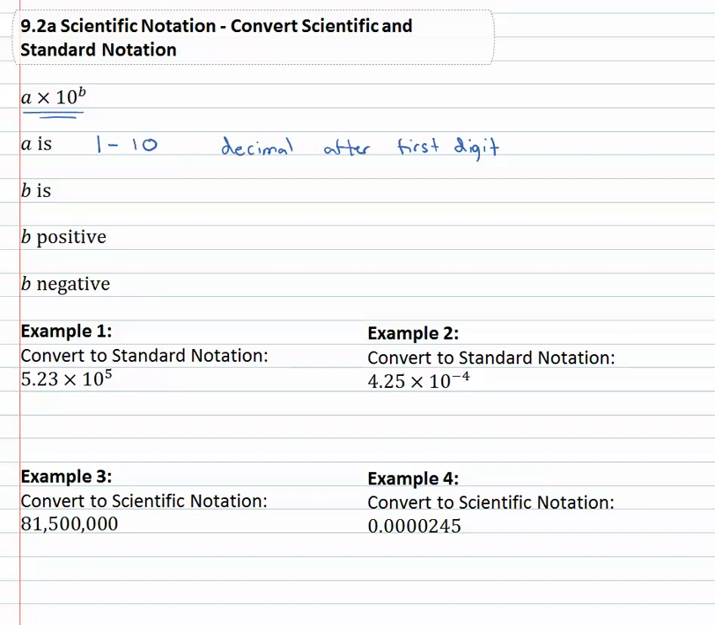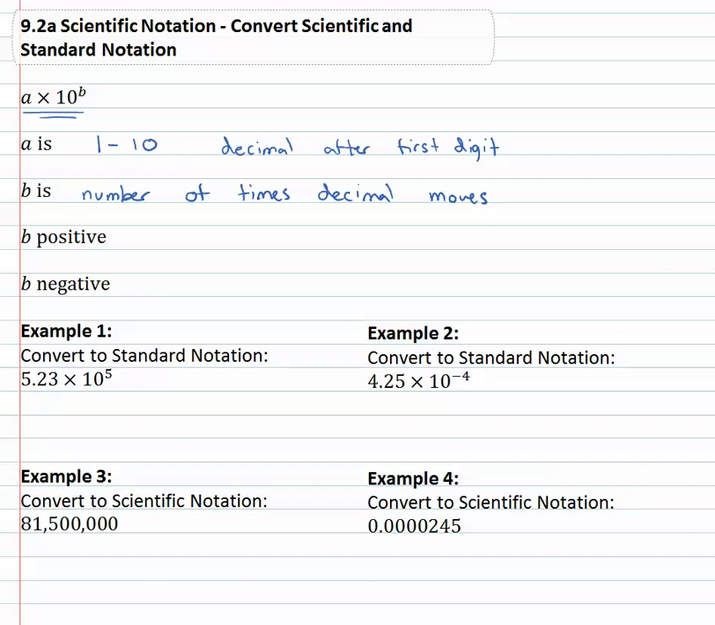Then b is an exponent on 10. Multiplying by 10 moves the decimal one place, which means b, the number of times we multiply by 10, is the number of times the decimal moves. Now, it could move either left or right, representing either a big or a small number.